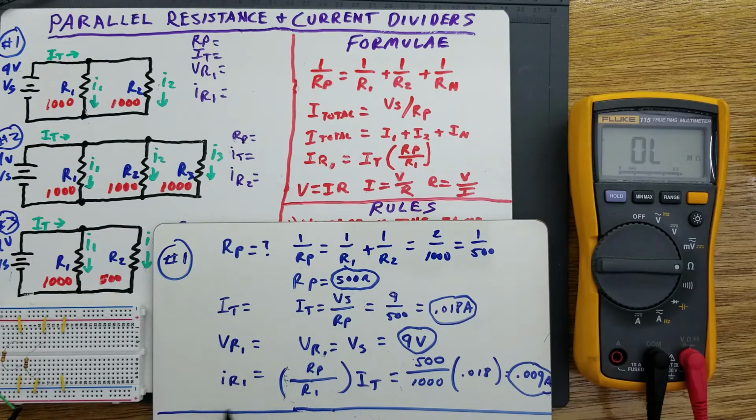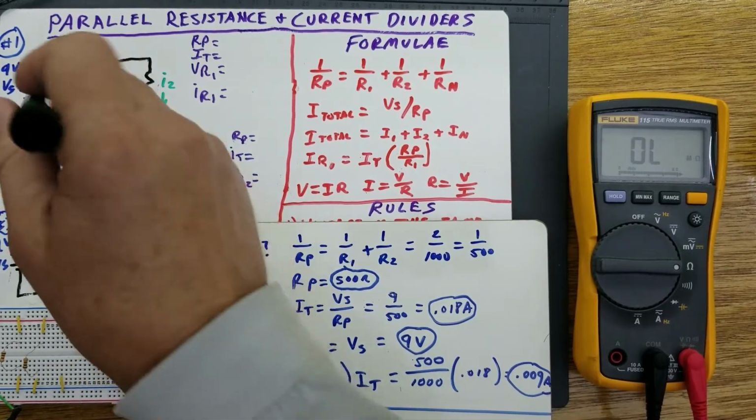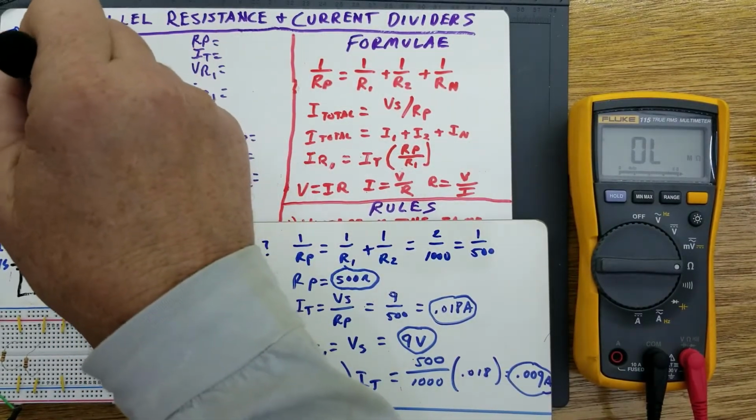Now, what about the current through R1? Well, you just take the parallel resistance, the equivalent, 500, divided by R1, which is 1,000. So you have 500 divided by 1,000, which gives you 1/2, times 0.018, or 0.009 amps. So this will have 0.009 amps going through R1.